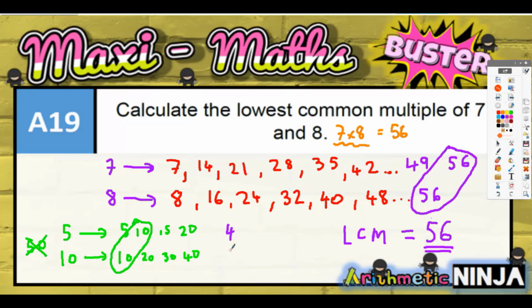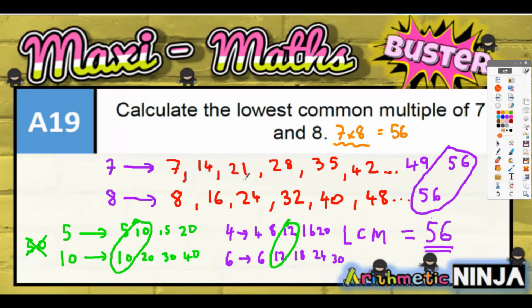Another example is 4 and 6. Going up in 4s: 4, 8, 12, 16, 20. Going up in 6s: 6, 12, 18, 24, 30. Now 4 times 6 is 24, but again, as you can see, the lowest common multiple is actually 12, not 24. So we've got to be really careful about just assuming that we can times the numbers together to get the lowest common multiple. It doesn't always work.